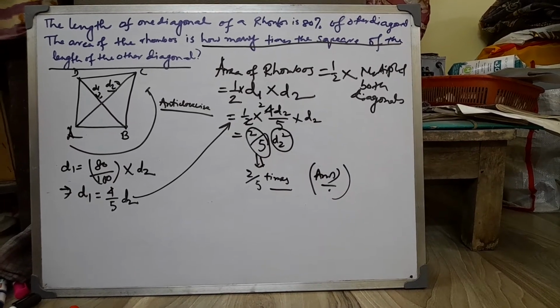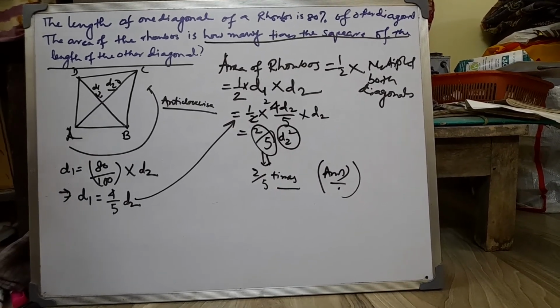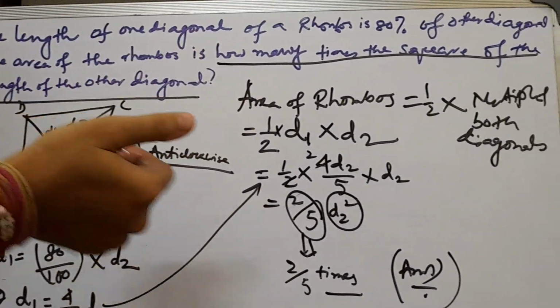These types of questions are common questions, and you have to know the tricks and the formulas, because the area of a rhombus, that is the formula, that is the trick.